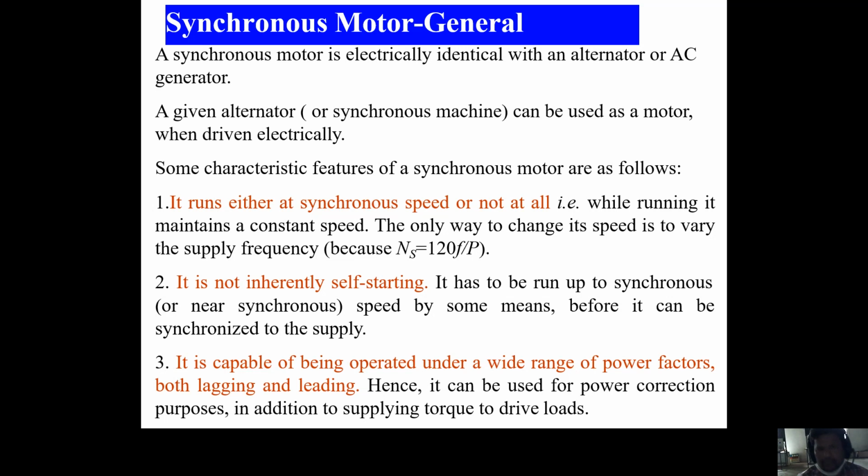That means a synchronous motor runs either at synchronous speed or not at all. To get any speed other than the original synchronous speed, it is done only by varying the frequency. We can vary the frequency, then we can vary the synchronous speed also.